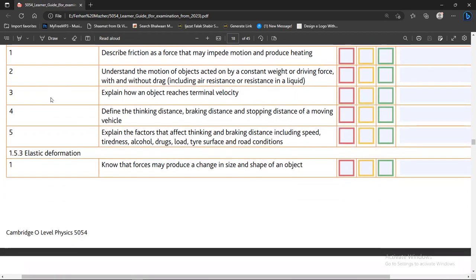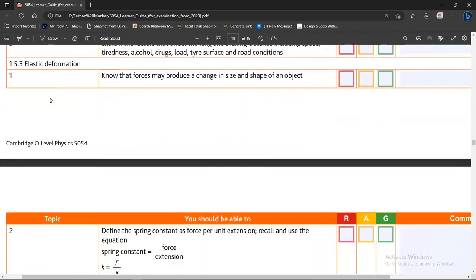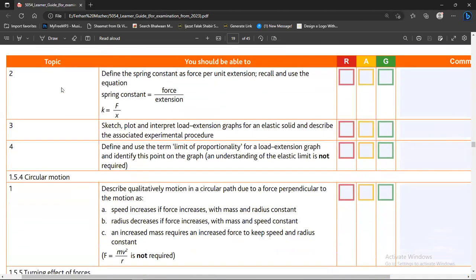The next topic is elastic deformation. You should be able to know that forces may produce a change in size and shape of an object. Define the spring constant as force per unit extension. Recall and use the equation spring constant is equal to force divided by extension, k equals F by x.